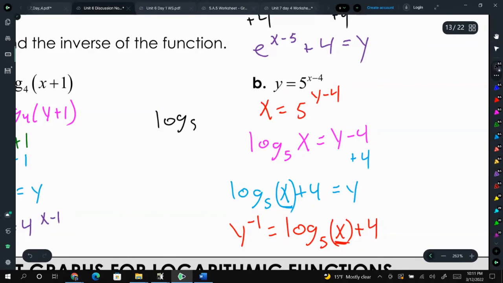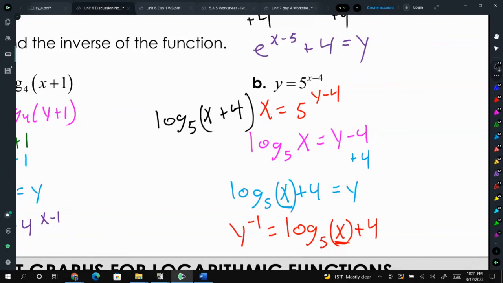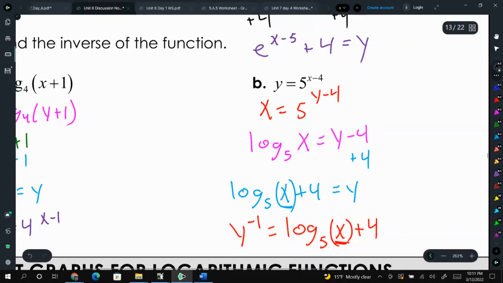If I were to leave it as log base 5 of x plus 4, it can be a little bit confusing on, is this x plus 4 together? Or is it x and then plus 4? Because we know those can mean totally different things. If we talk about a graph, and we're going to get there shortly, this would mean a horizontal shift to the left 4 units, whereas this would mean a vertical shift 4 units. So that's why I put parentheses around the x, just so that it's clear.